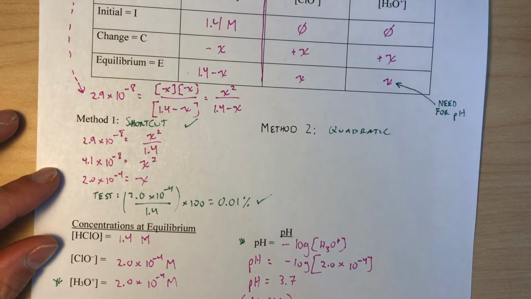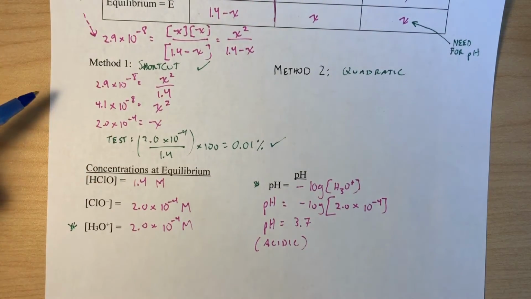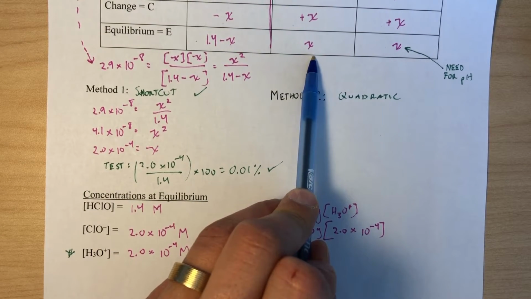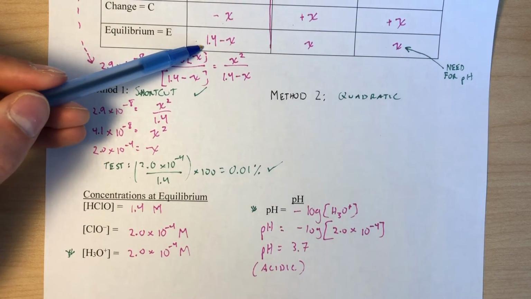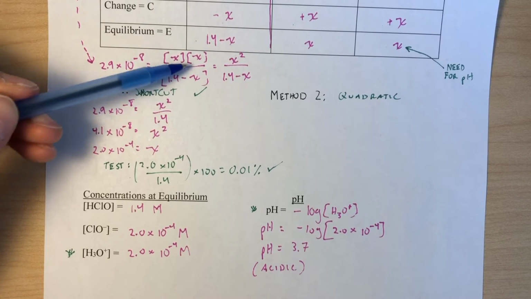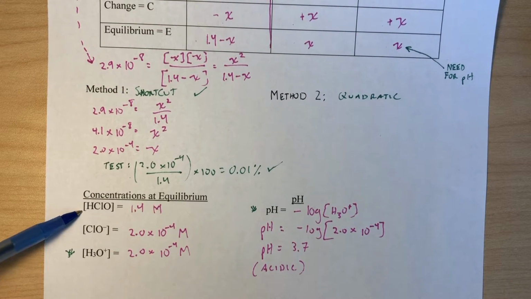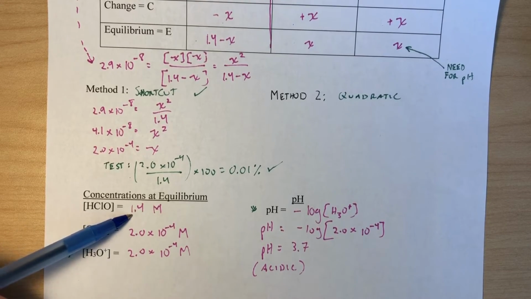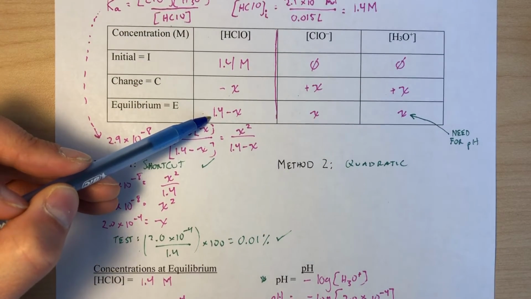Now that we have our value for x, we need to figure out what our concentrations are at equilibrium. From our ICE table, our hypochlorite concentration and our hydronium concentration are both equal to x, and our hypochlorous acid is 1.4 minus x. So earlier we were able to discover that we could just ignore that x because it's such a small value compared to 1.4. So we can just say that we have HClO is equal to 1.4 at equilibrium. So it's interesting because that is also the same as our initial, but turns out the change is so small that it really doesn't matter.